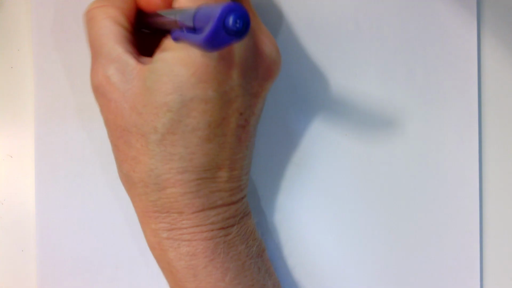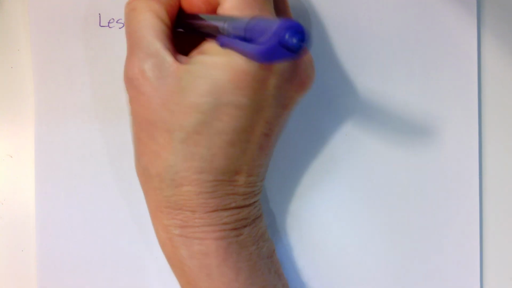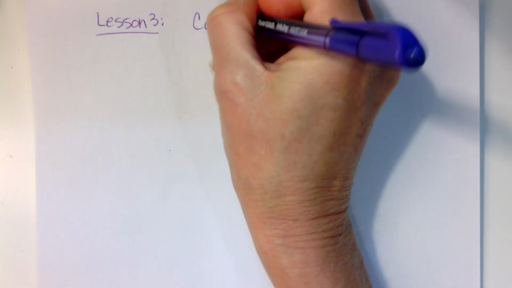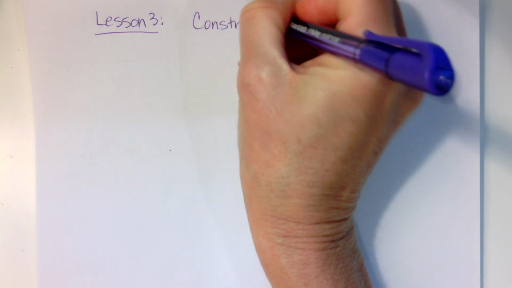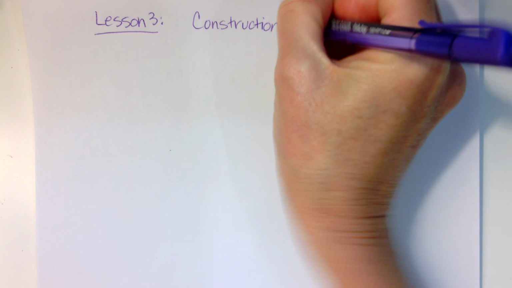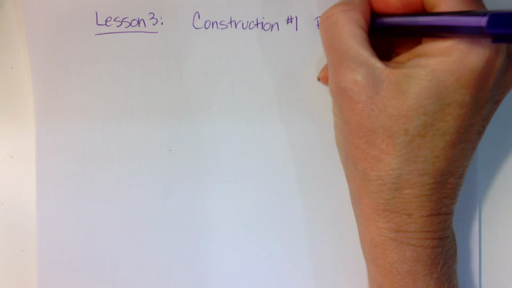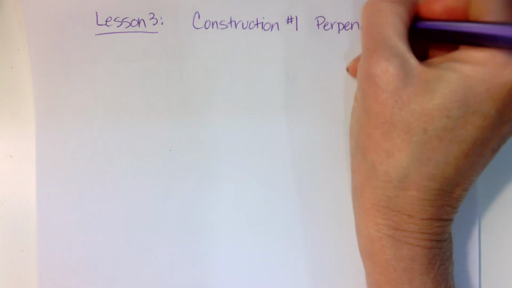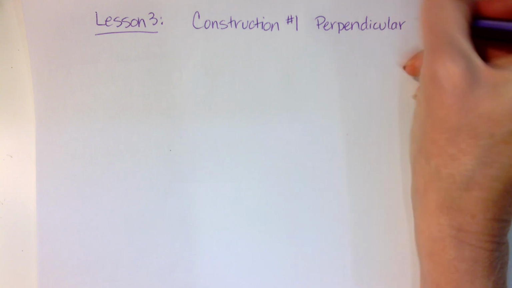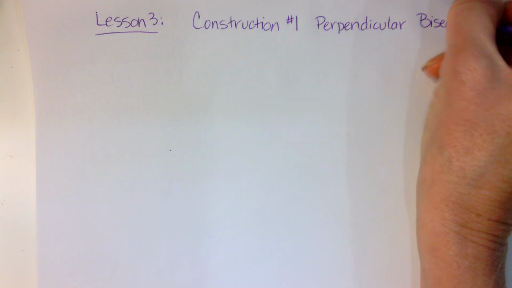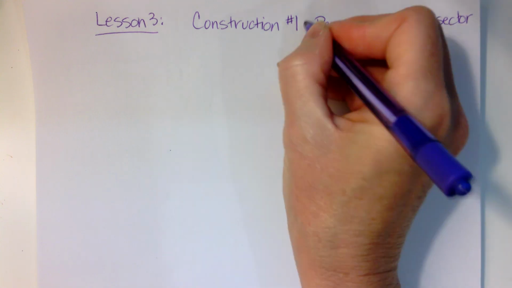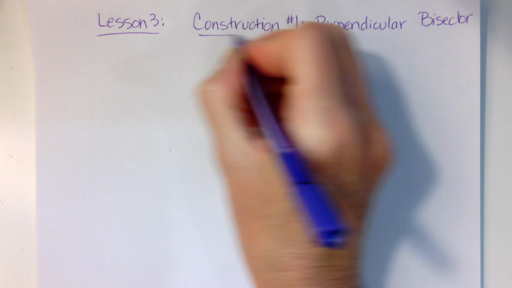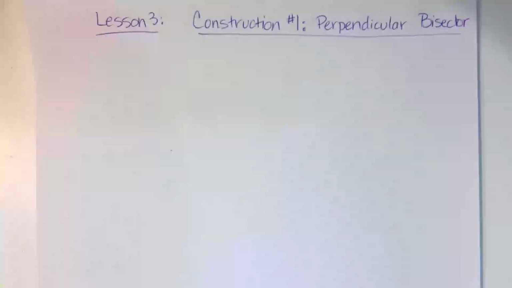Hi, Geometry. This is lesson 3, and we're going to learn our very first construction. This is construction number 1, perpendicular bisector. And we're going to be learning about 9 different constructions. So this would be our first one.